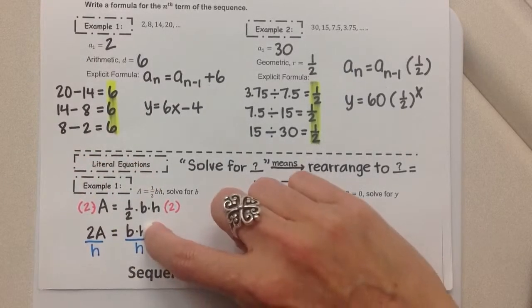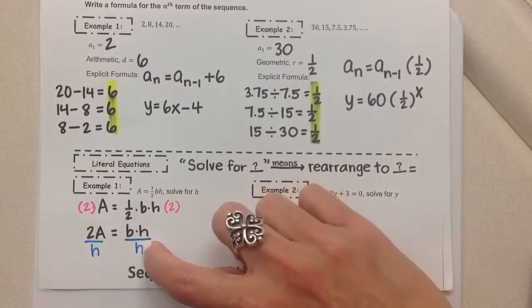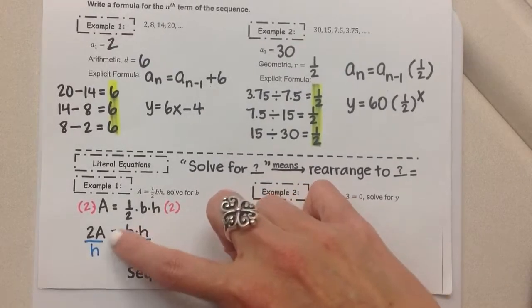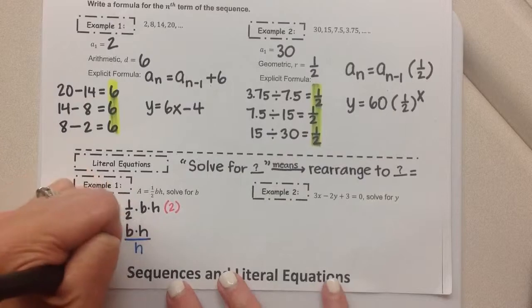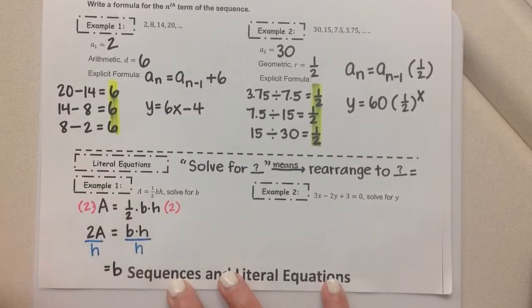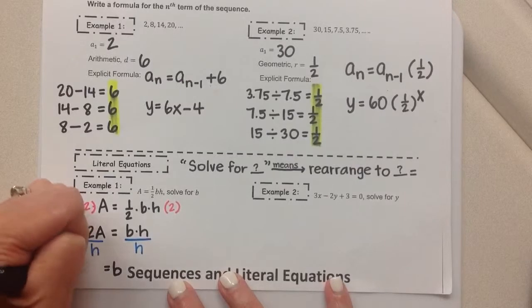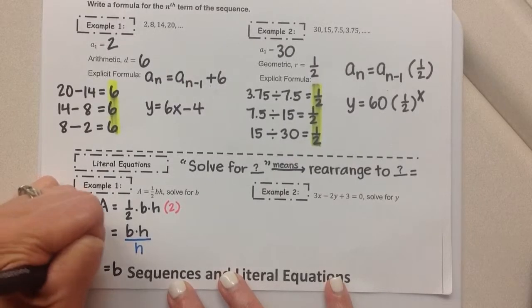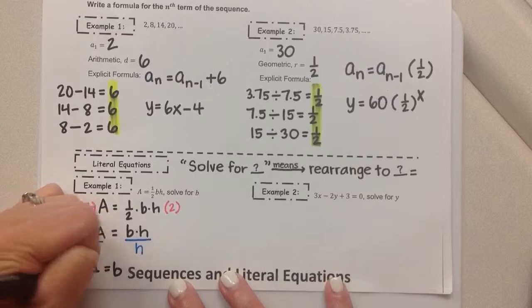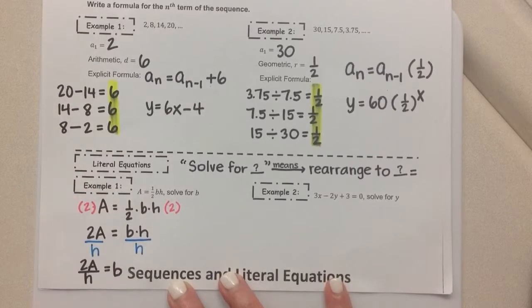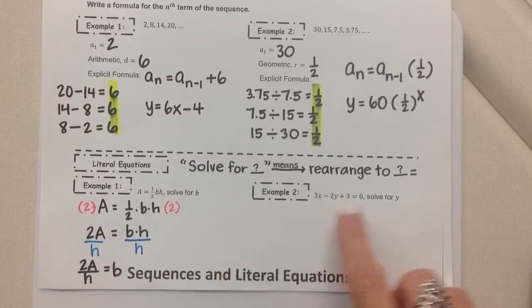And a number divided by itself is going to turn into a 1. So that's going to be 1 times b, or just b. And then I can't do any division over here because I don't know the value of A or h. So when I rearrange this, the base is going to equal 2 times the area, all divided by the h.